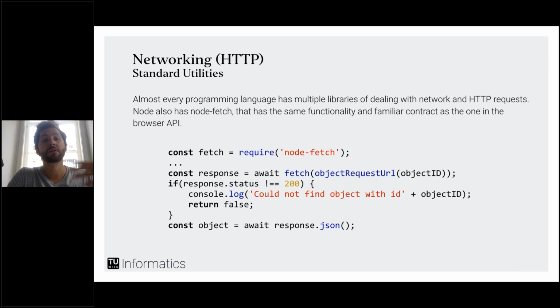In the case of networking, someone built a framework called node-fetch that has the exact same contract and functionality as the one you know from the front end. So here you can use the exact same thing. It's promise based, you can use await. It's the exact same API and contract. I think that's very nice because we're familiar with this, and it makes it easier for us to build on top of that.